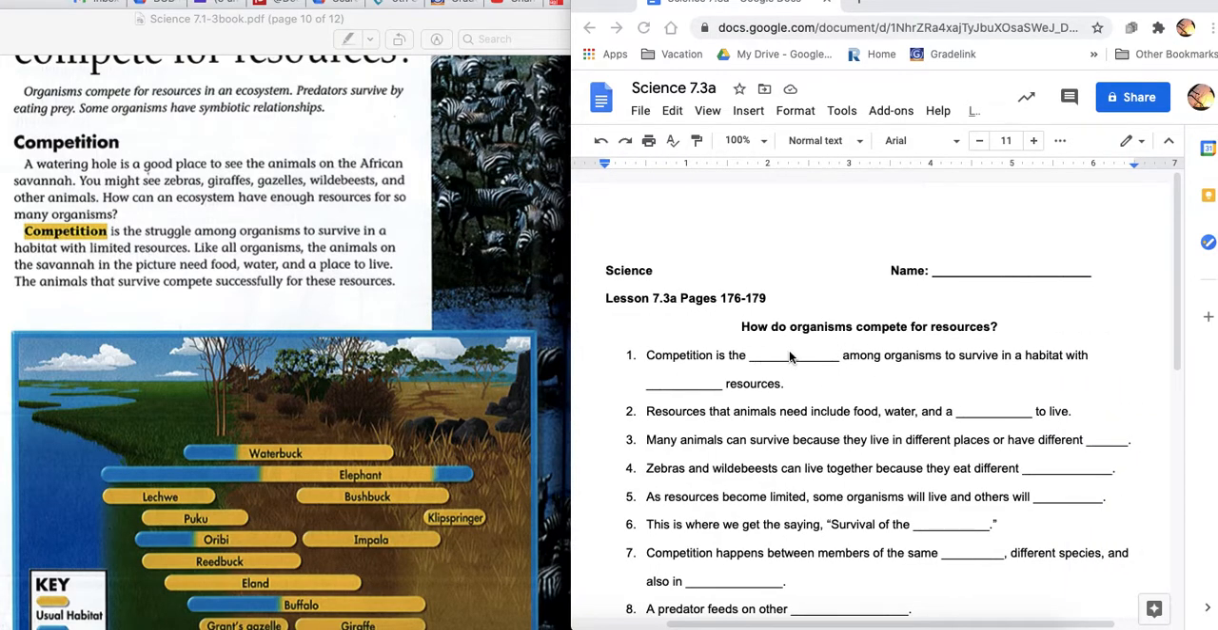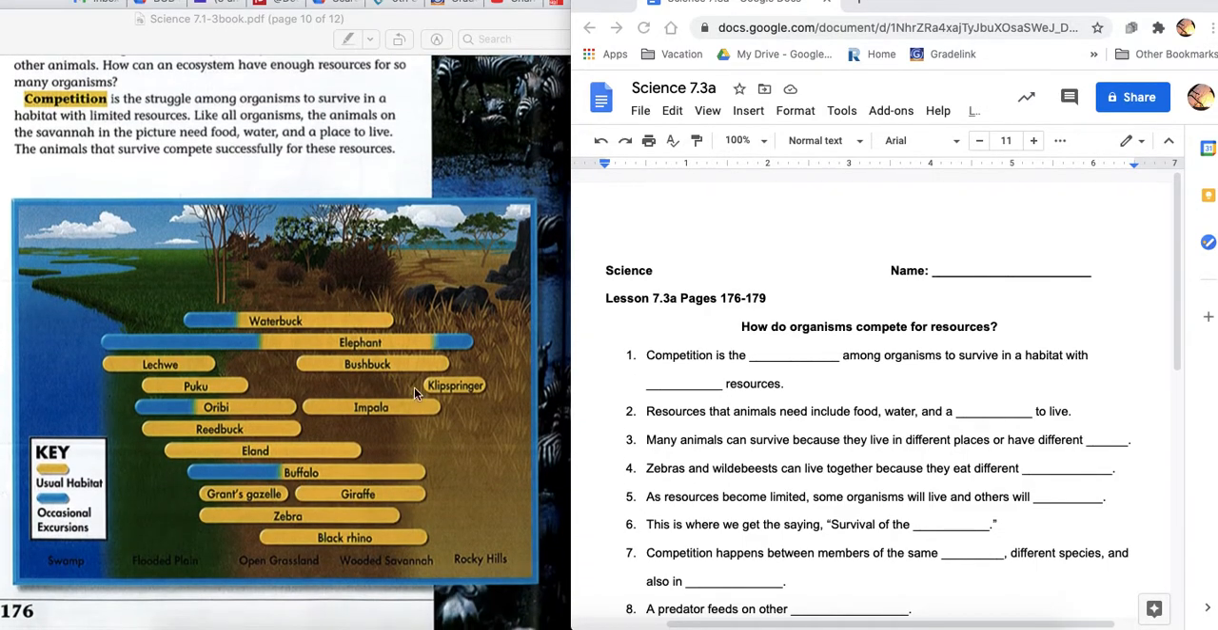So, guys, competition starts when the resources become limited. If there's plenty of water and plenty of food, then there's no competition. As soon as it starts to become limited, then we start to fight for the resources. Like all organisms, the animals on the savanna in the picture need food, water, and a place to live. Number 2 in your notes. The animals that survive compete successfully with other organisms for resources.